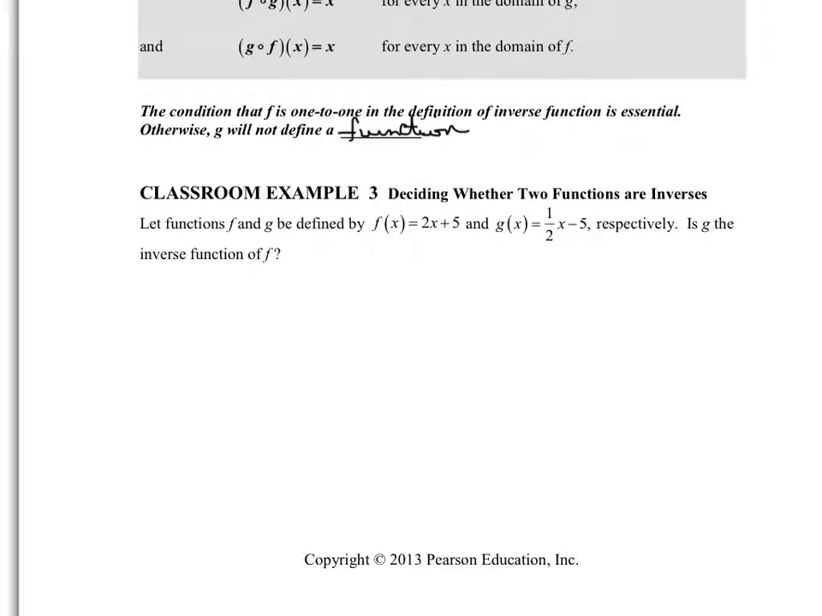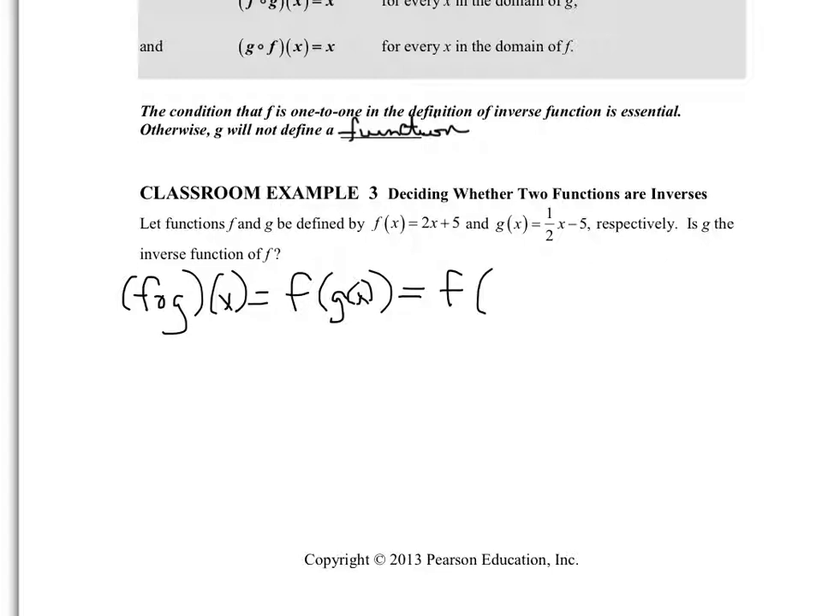The first thing I'll want to check is to see what happens if I do f of g of x. That means I'm going to take the g of x function and I'm going to sub it into the x value in the f function. So I will get f of g of x, where g of x is 1/2 x minus 5. That's going to go in place of x in the f function. So that would be 2 times 1/2 x minus 5, and then I have a plus 5 at the end.